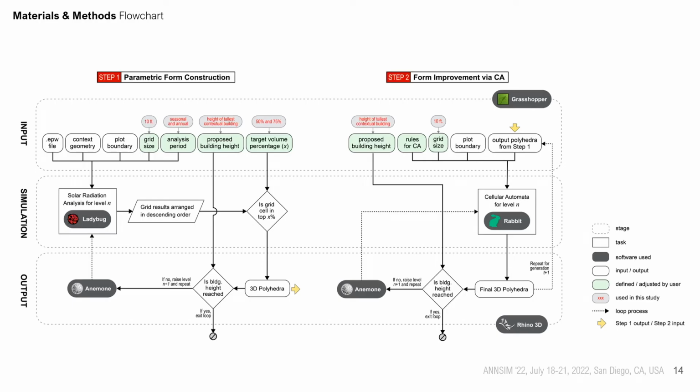So moving on to materials and methods. The framework developed in the study utilizes a two-step approach, first for parametrically producing an optimal volume distribution, and second, improving it for additional design applicability using cellular automata. The forms are produced based on amount of solar radiation and contextual morphology. The tool was tested in 3 major US cities to demonstrate its effectiveness and feasibility.